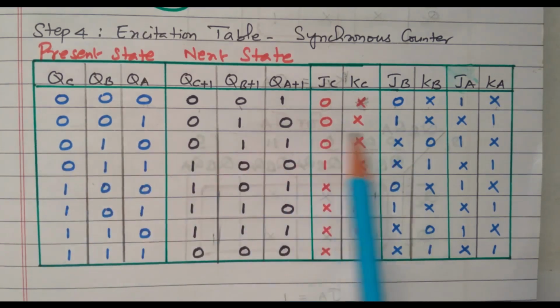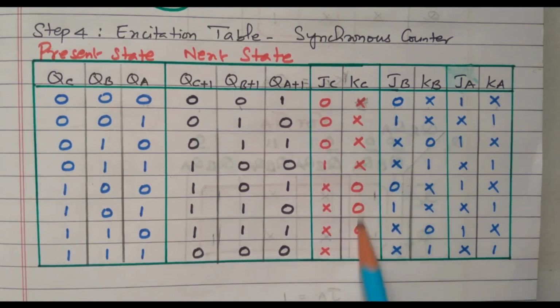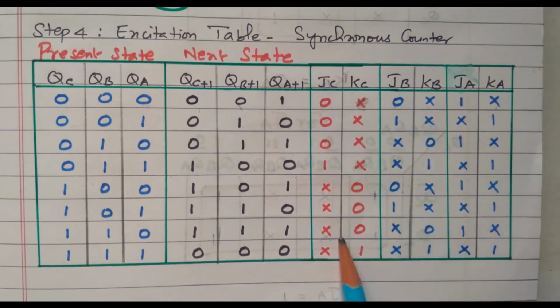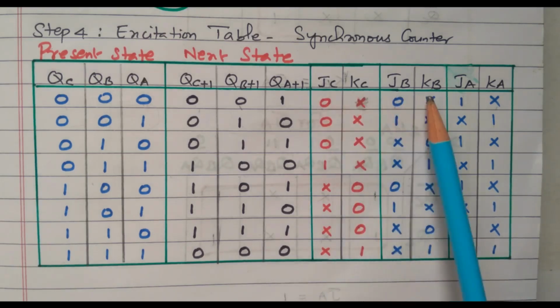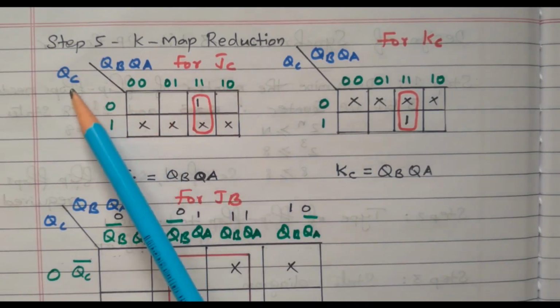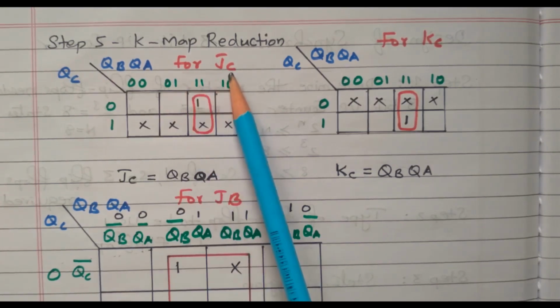Similarly, we can write all the inputs from the excitation table. After completing this excitation table, we need to find the expression for JC, KC, JB, KB, JA and KA from these values by using the K-map reduction technique. So there are 6 expressions we need to find: JC, KC, JB, KB, JA and KA. Now we'll go to the reduction of K-map. First we will see JC. It is a 3 variable K-map: QC, QB, QA. These are the 3 inputs. From the current state only we are going to find the expression for JC.